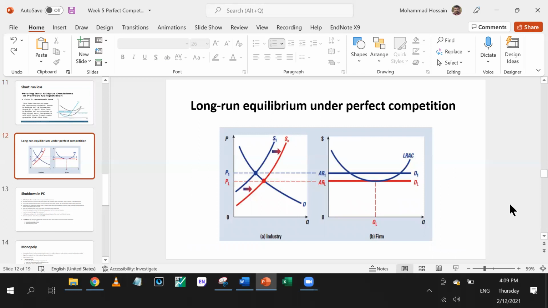Now, what is the firm going to do? So now we talk about the long run. Okay, let's talk about the long run. In the long run, equilibrium under perfect competition. You can see in the long run, average revenue will be actually... you can see that these ones. So this is actually the short run, and when you go to this side, this is the long run.